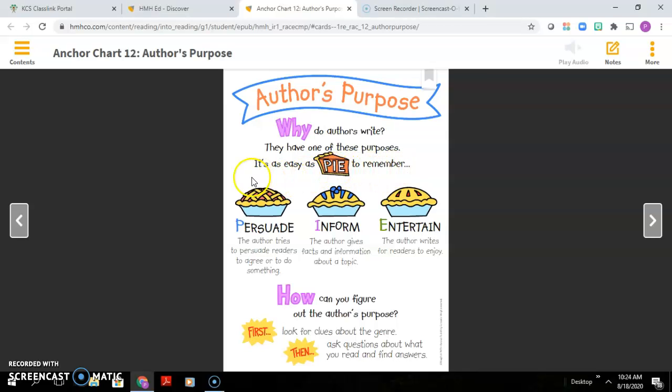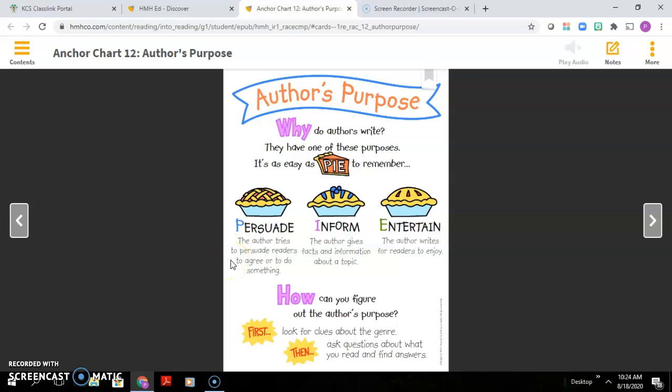Now, sometimes an author would write to persuade. So the P in pie stands for persuade. And persuade means the author tries to persuade the reader to agree to something or to do something.